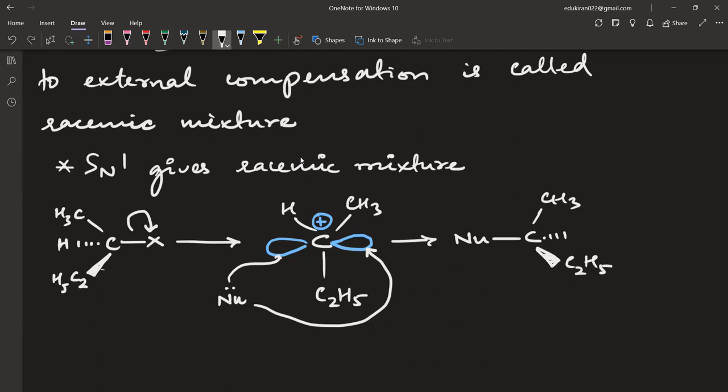But as you can see, the direction has changed. So this is known as inversion, inversion of configuration. Initially X was here, so it has completely inverted. All of the groups were on the left side, now they are all on the right side. Now, if it is attacking from, let me write it like this, we give this one red color and this one green color.